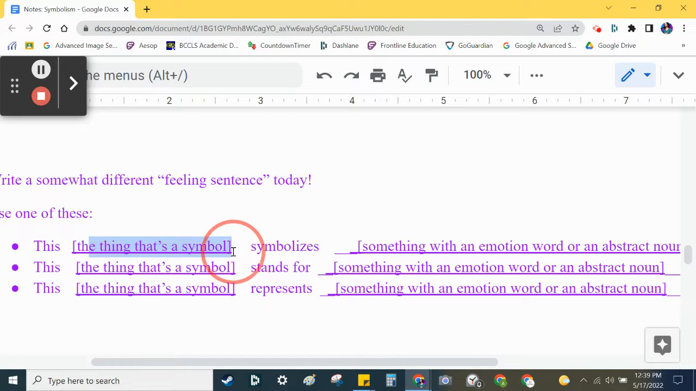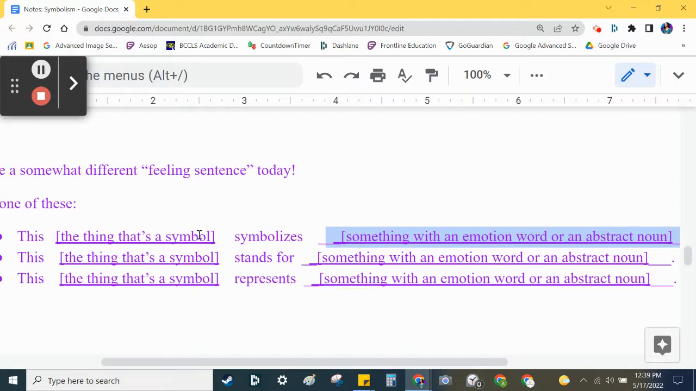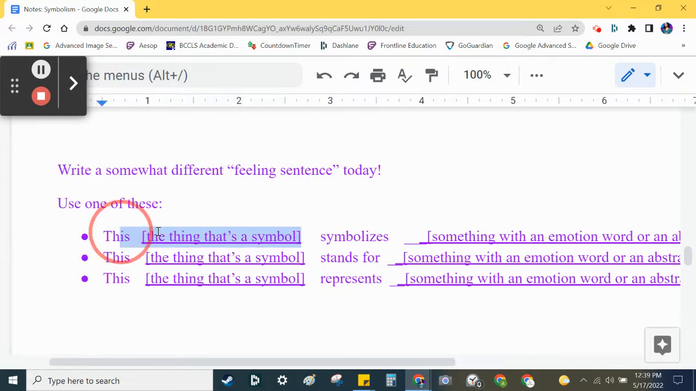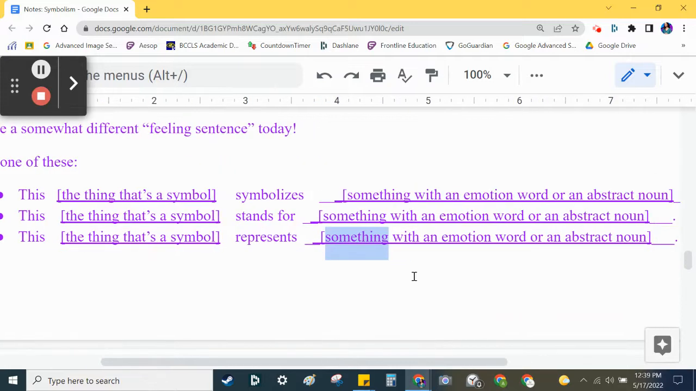This, and then you plug in the thing you think is a symbol, like this black cat symbolizes, and then some words that end with an emotion word or an abstract noun. You could also say this blah blah stands for, or this blah blah represents. So you could say this black cat symbolizes bad luck, or stands for bad luck, or represents bad luck that's going to happen in the story or in the poem.